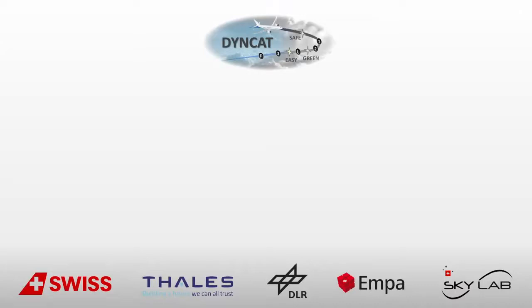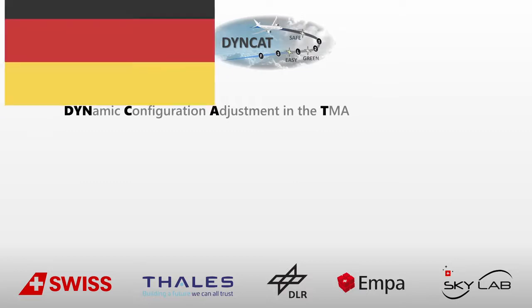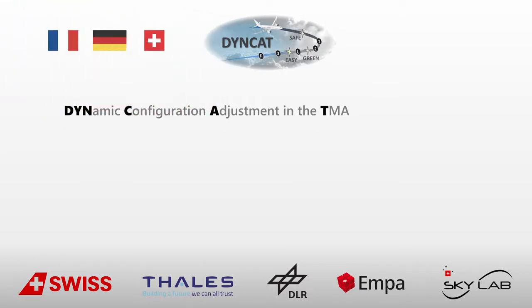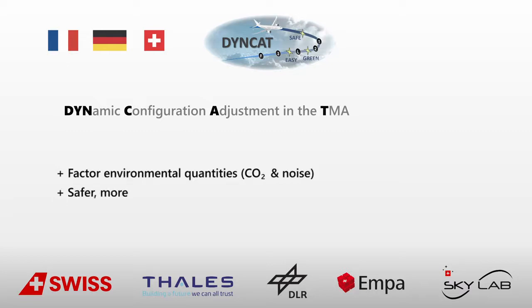DYNCAT, which is short for Dynamic Configuration Adjustment in the Terminal Manoeuvring Area, is a collaboration project with project partners from Germany, France, and Switzerland. The goal of this project is to factor environmental quantities like CO2 and noise when optimizing flight trajectories, enabling safer, more cost-efficient and more environmentally sustainable operations in the Terminal Manoeuvring Area.